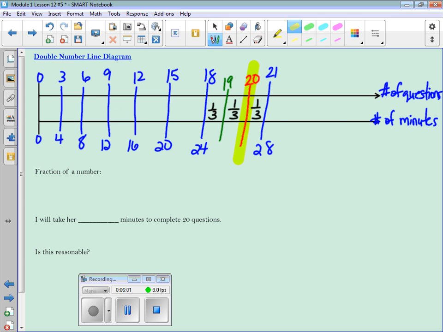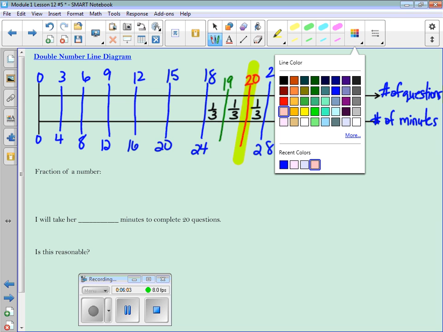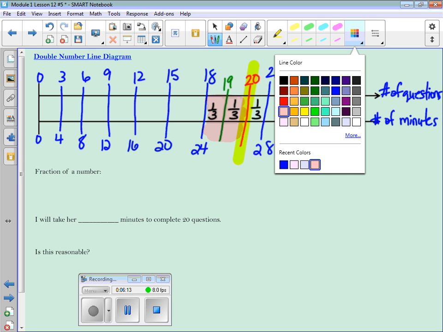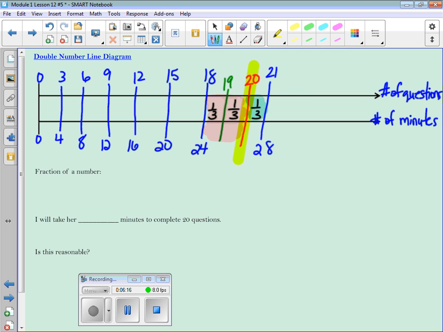But do I need all thirds, all 3/3? No, I just need these 2/3. I don't need this part. That part, I don't need the blue part. I just need the pink part. So what is this whole span? What is the range for this whole part?